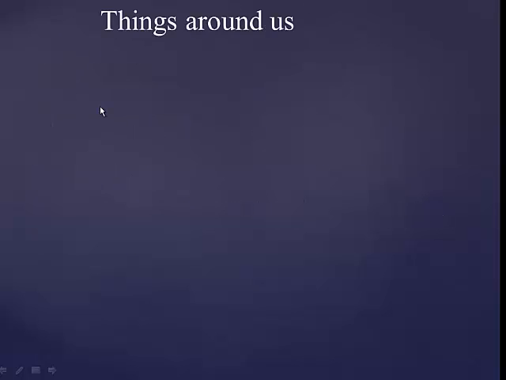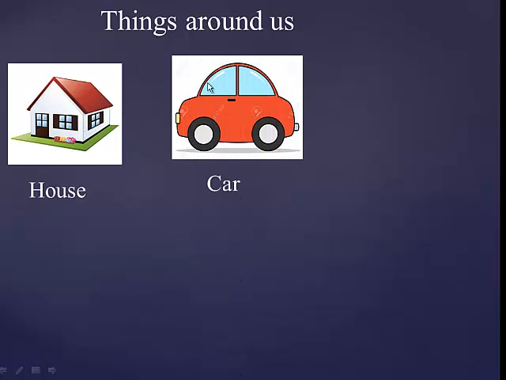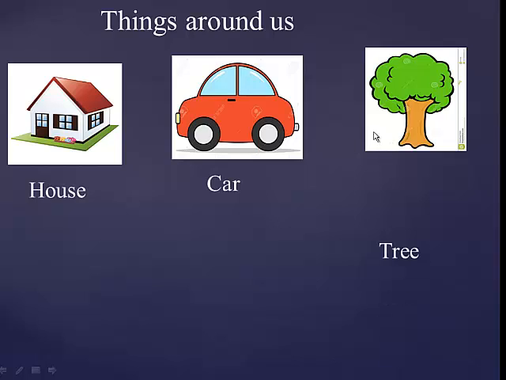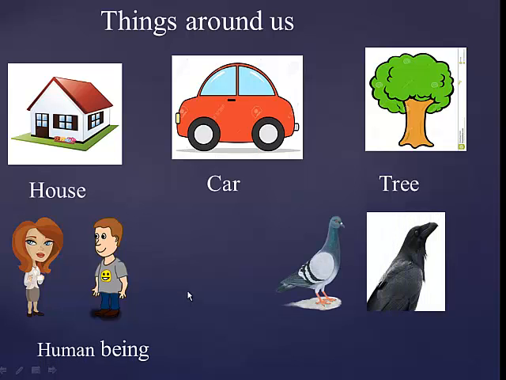So we can see many things around us, and these things are divided into two. Before saying what the two kinds are, I'm going to give some examples of what we can see around us. We can see houses, cars, vehicles, nature, the environment, trees, human beings, and birds. There are many things that we can see. These are some of the examples that I have given here.